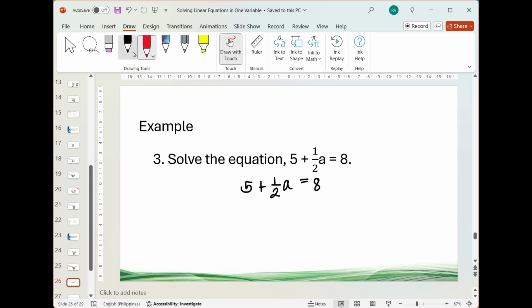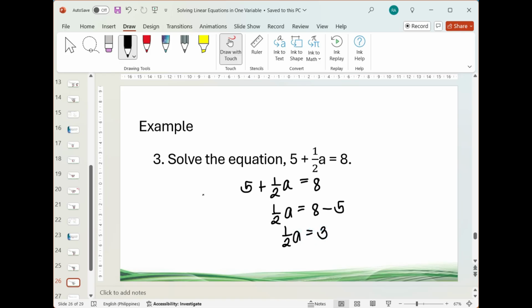So, here, need nating i-transpose si 5 sa right side. So, magiging 1 half A is equal to 8. O, pag tinranspose natin si 5, ano ba sign ni 5 dito? Di ba positive? O, magiging negative na siya. So, magiging 1 half A is equal to 8 minus 5 is equal to 3.